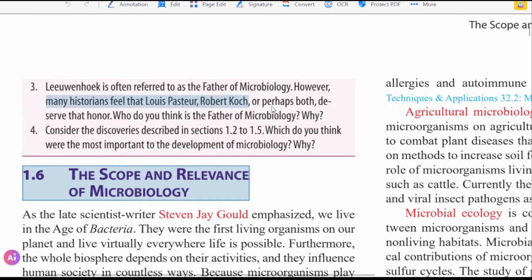Leeuwenhoek is often referred to as the father of microbiology. How many historians feel that Louis Pasteur, Robert Koch, or both deserve that honor? Who do you think is the father of microbiology? Father of microbiology is a title that was given to Leeuwenhoek. Be it by chance or be it by anything, Leeuwenhoek was the first one to discover microorganisms, and he reported that. So the father of microbiology goes to him, even though he did nothing else than that in this regard.